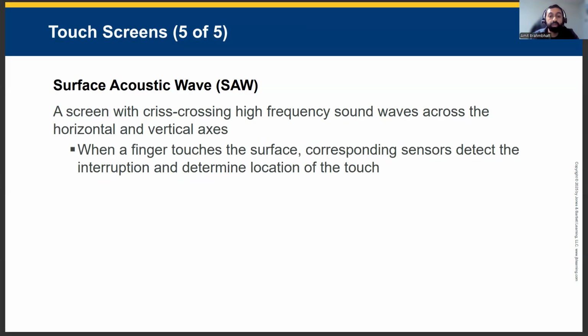SAW, or surface acoustic wave: high frequency sound waves skim across the glass. A touch absorbs some energy and sensors detect the dip to find the position. Image quality is excellent, but water or dust on the surface can interfere.